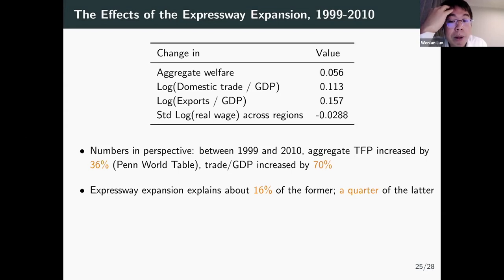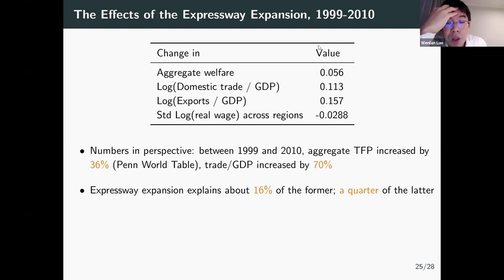So it's comparable across the two counterfactuals. So the aggregate welfare gain is 5.6%, as we summarized before. And it also increased domestic trade as a share of GDP, which we do not observe, but we do observe the increase in exports as a share of GDP in this period. And actually, we see that the improvement in the expressway alone can account for one-third of the increased export GDP share during this episode.